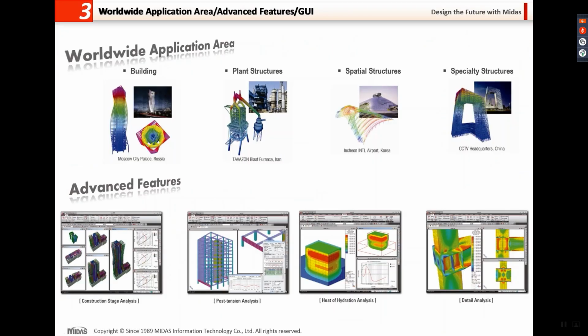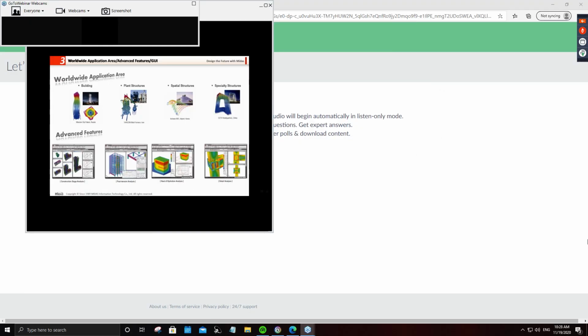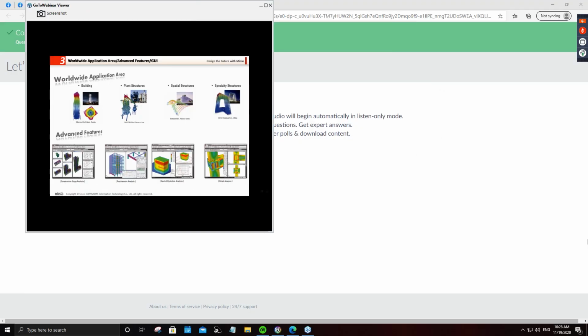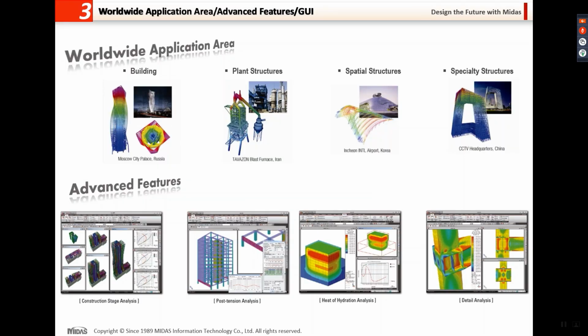For a brief introduction of Midas Gen, we call it a one-stop solution for building and general structure. Why? Because it has these different capabilities. You can design your buildings, your plant structures, spatial structures, as well as specialty structures. We also have advanced features that you can only find in Midas Gen, some of which are the construction stage analysis, post-tension analysis, heat of hydration, and the FEM analysis.